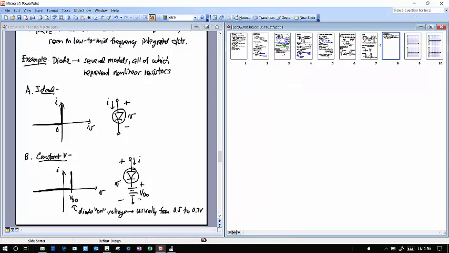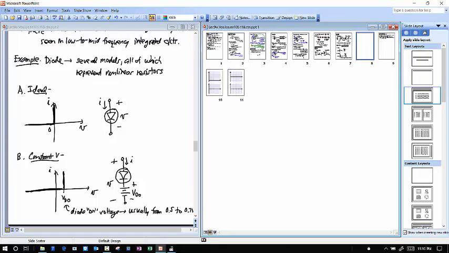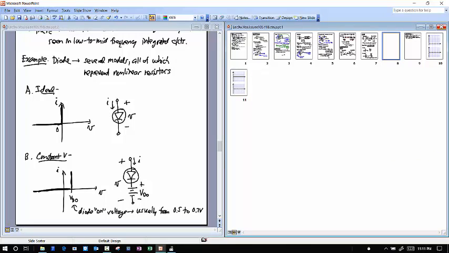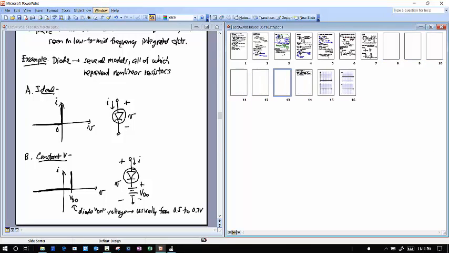Okay, looks like I've run out of pages. Let me add one more page here to finish this up. Let me put several pages in.